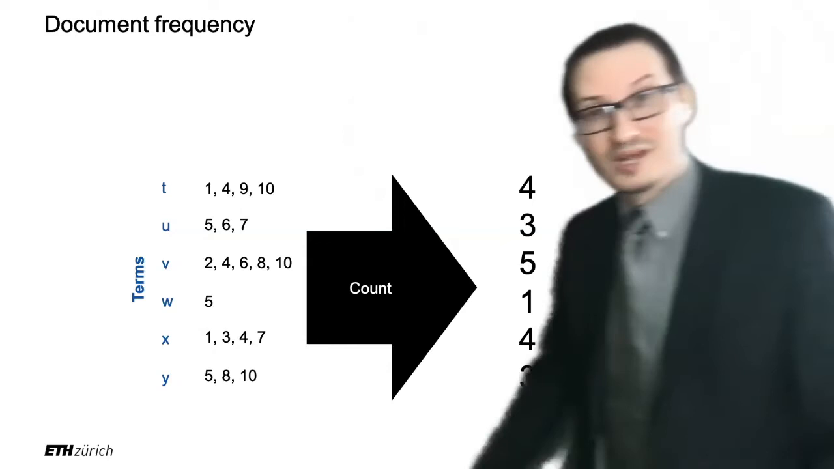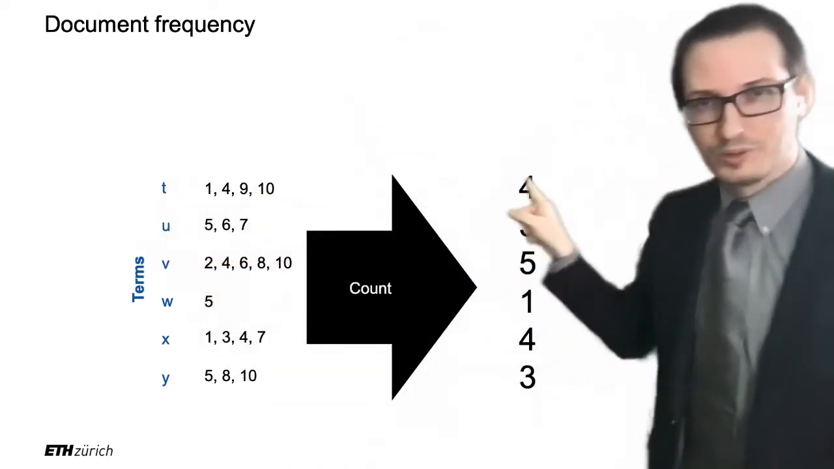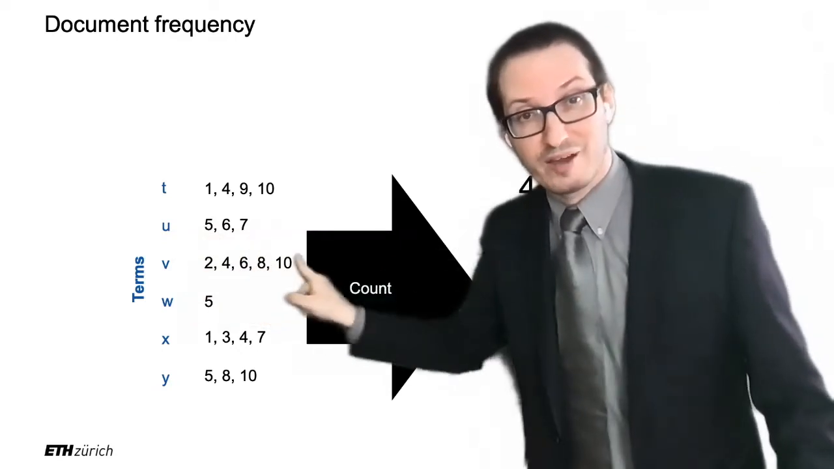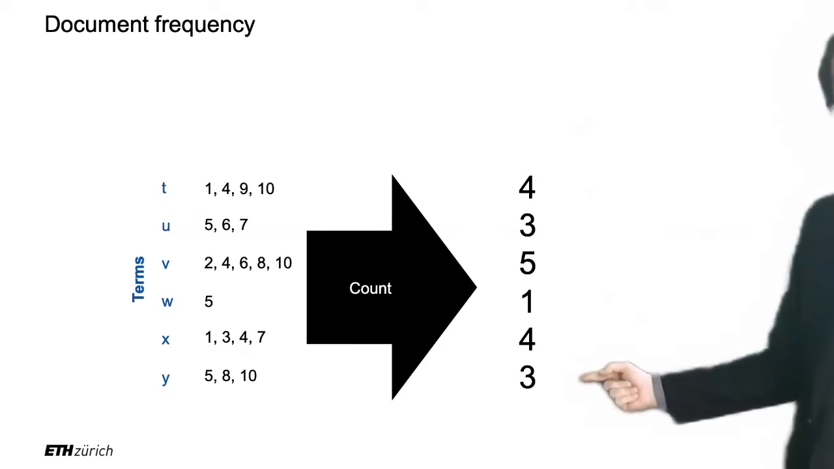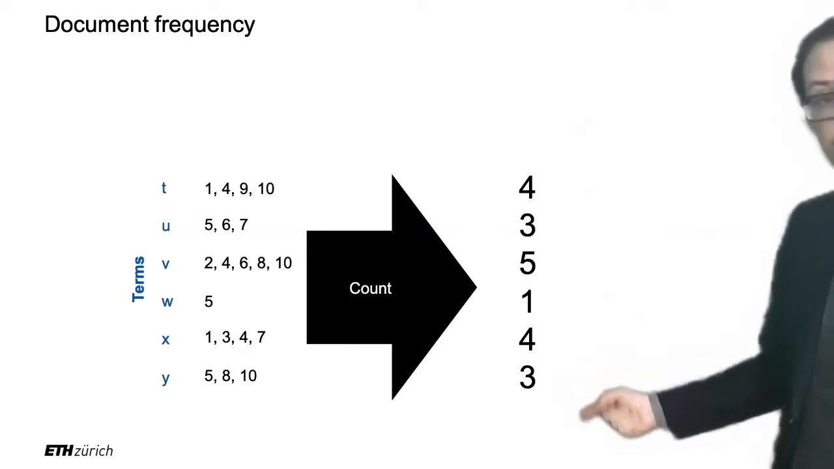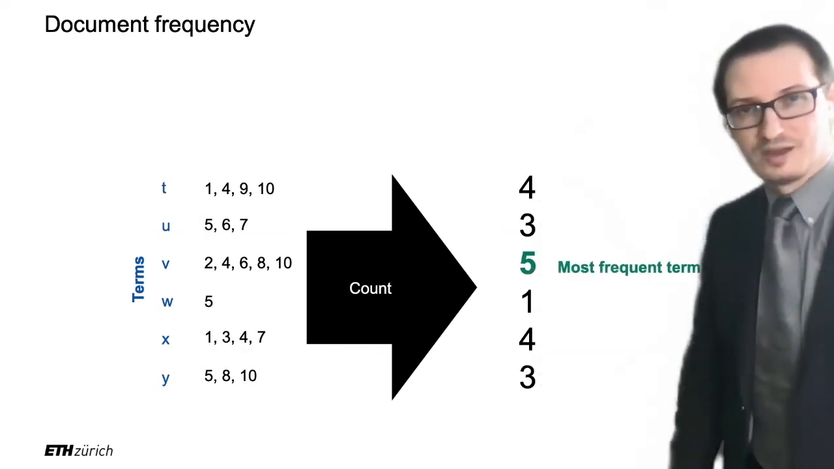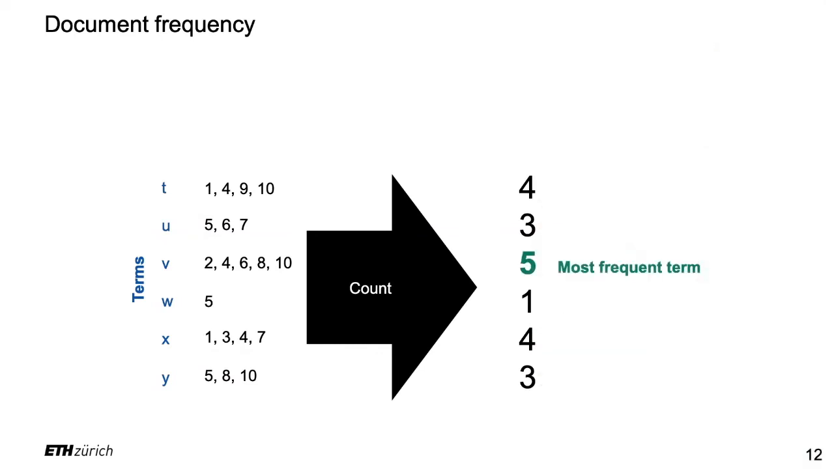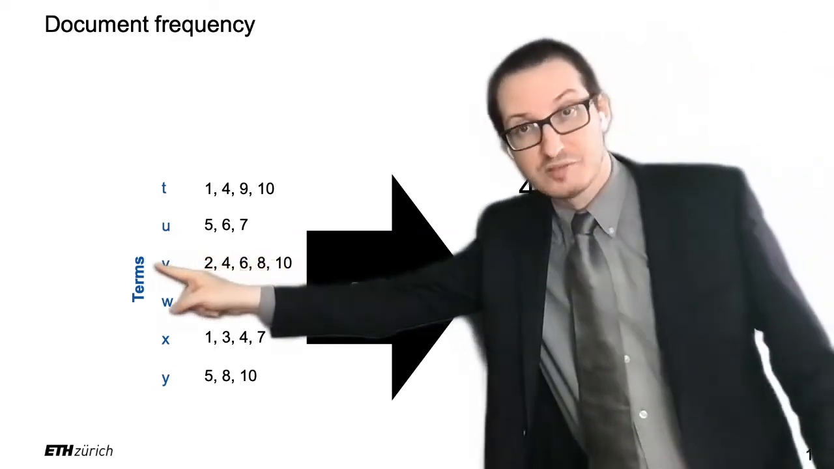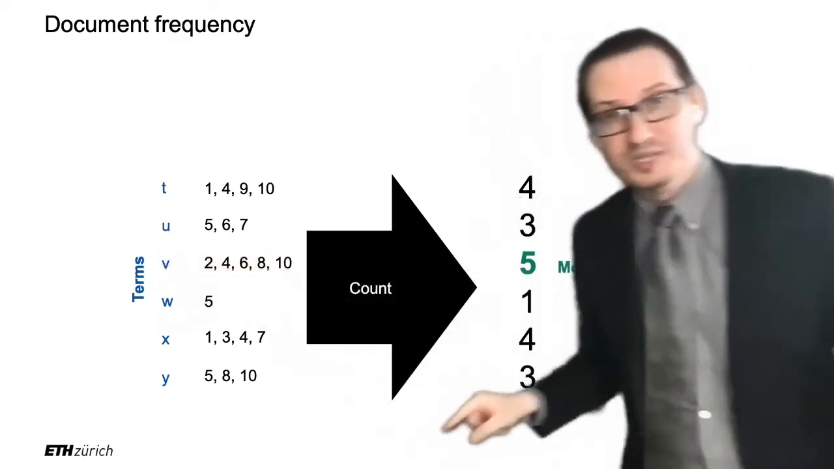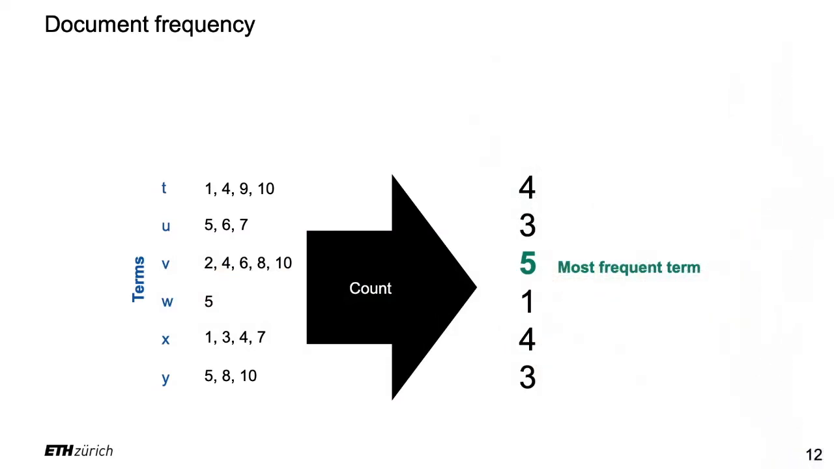There's something else we typically do when we create the standard inverted index. We love to count the length of the list. Here we have 4 documents, so we put a 4. Here we have 3, we have 5, 1, 4, 3. So we put the counts of each postings list. It's the number of documents that contain the term. And that way we can see the most frequent terms. Here we see that term V is very frequent. It appears in 5 documents. It's actually the most frequent term.